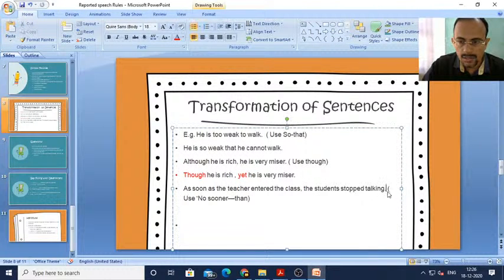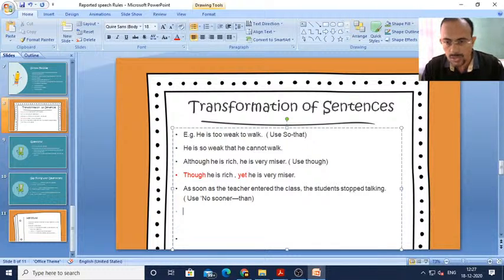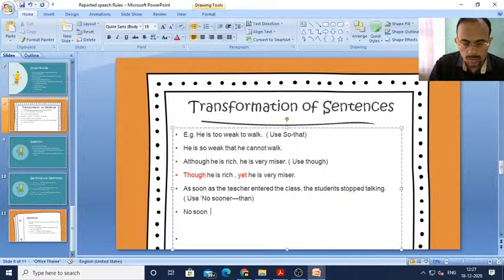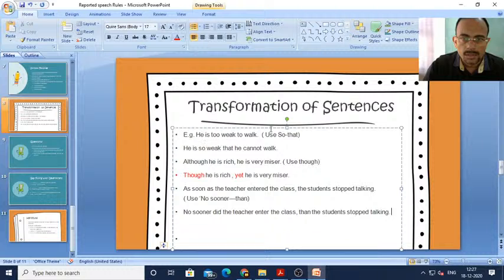Okay, as you can see here, as soon as the teacher entered the class, the students stopped talking. So I have to convert it into a sentence starting with no sooner. Okay, so no sooner did the teacher enter the class, than the students stopped talking.